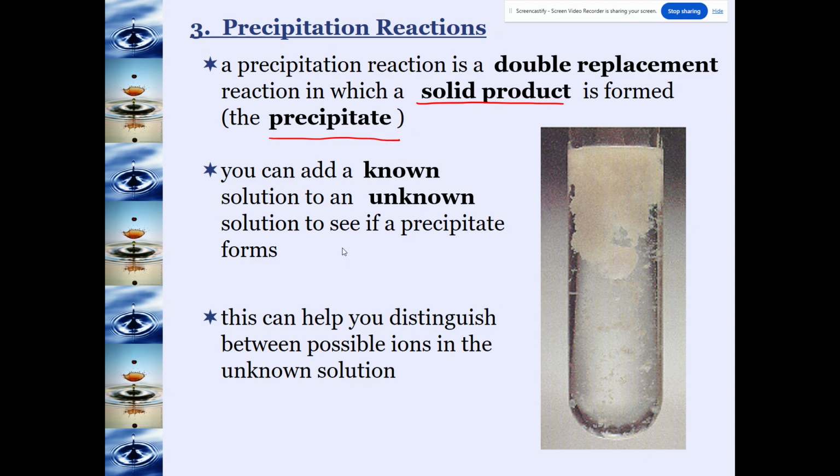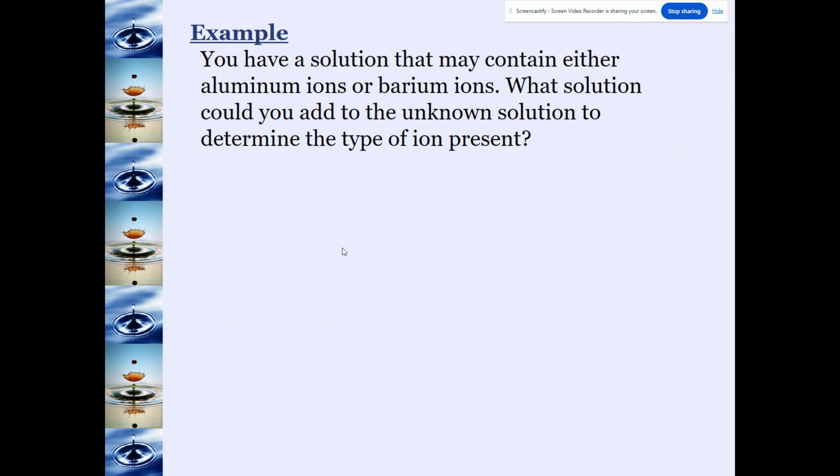You're going to pick a solution that has an ion that will form a precipitate with one of the possible ions in the solution and not the other one, so that if it turns cloudy and forms a precipitate, we know which ion was in there. So here's an example. You have a solution that contains either aluminum ions or barium ions, okay? So I have either aluminum ions in my solution or barium ions in my solution.